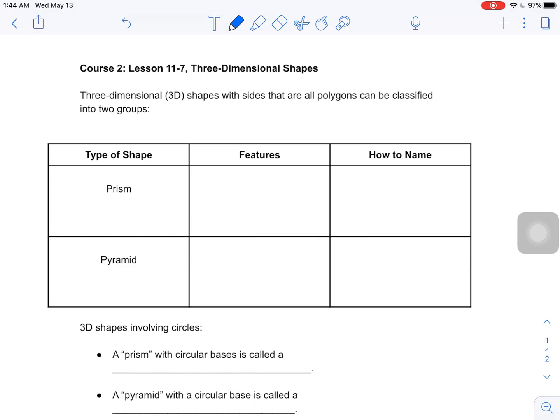3D shapes can be classified in different ways. Some 3D shapes, all of the different sides of the shapes are polygons. So remember, we said that a polygon in our last chapter is a closed shape with straight sides. So a circle is not a polygon because the sides are not straight. So if all of the sides of the shape are polygons, then it can be classified into one of two things. It's either going to be a prism or a pyramid. So we're going to take a minute and we'll look at some examples so you can see what they actually look like as well. But we're going to talk through what things make a prism and what things make a pyramid.